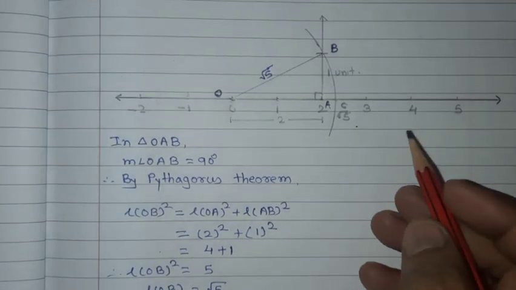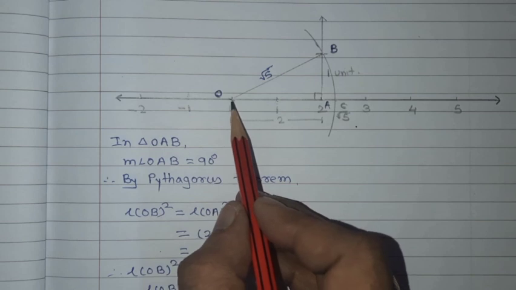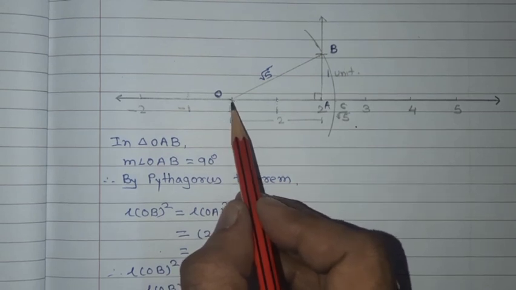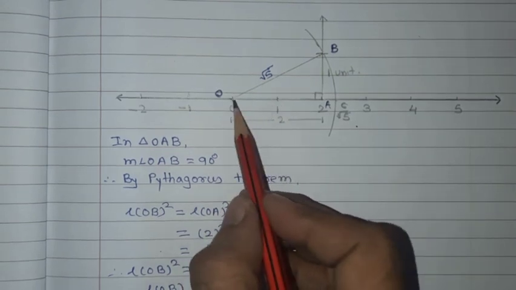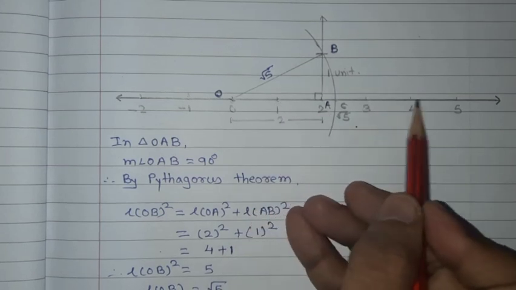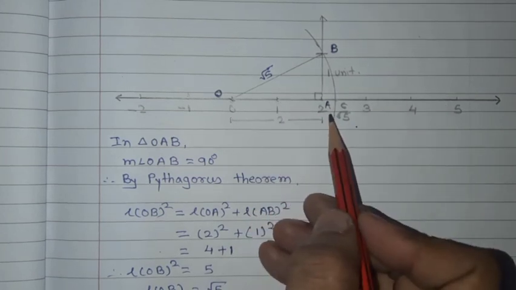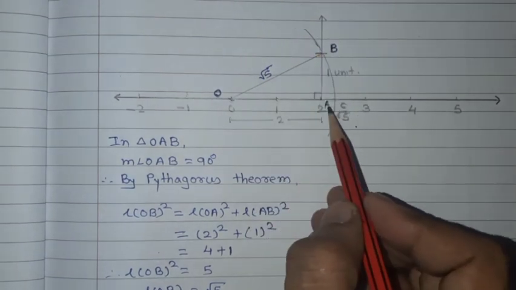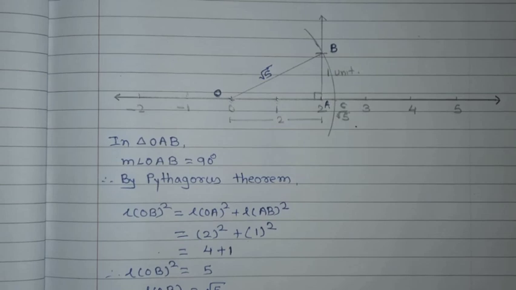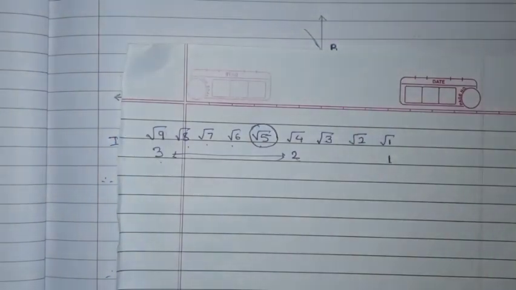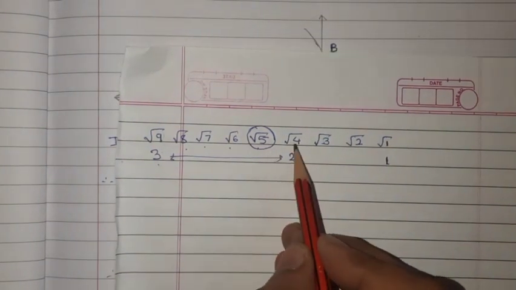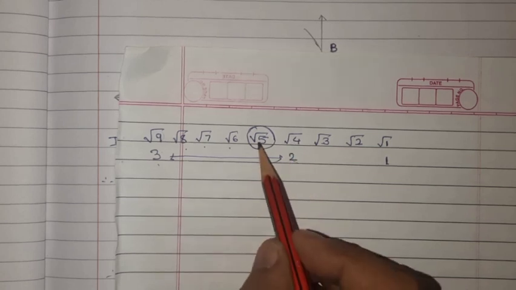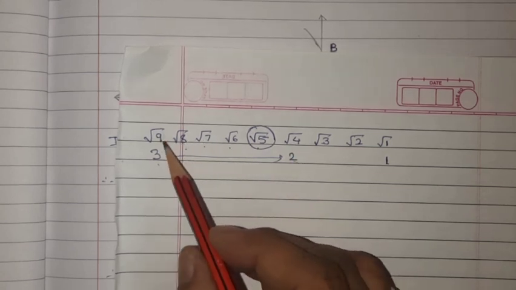Dear students, see here what precautions we have to take. We have to take a uniform distance between these 2 points, and first of all we have to decide the position of root 5. Root 5 lies between 2 and 3. How can we find out it? For that purpose we are using this root 5. Before that it is root 4, that means root 4 and root 6, root 7, root 8 and root 9.